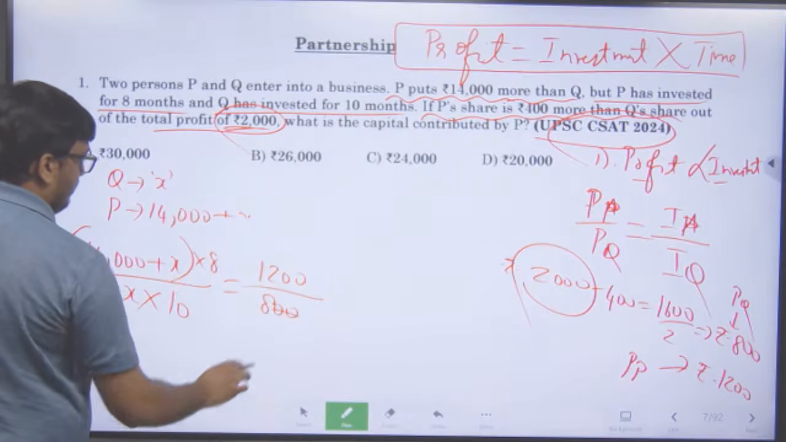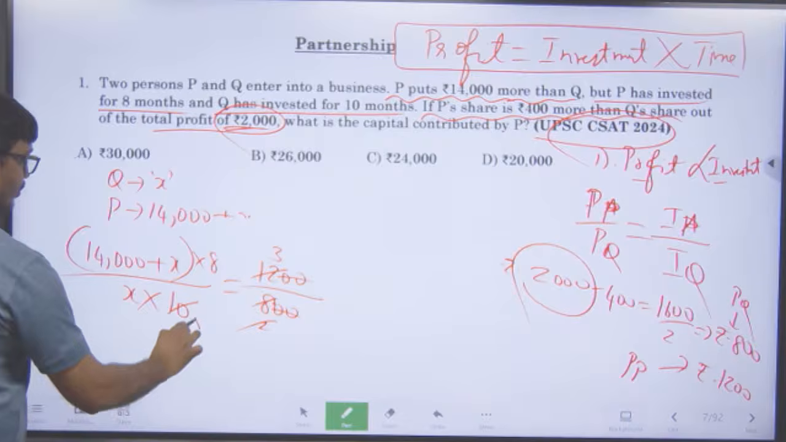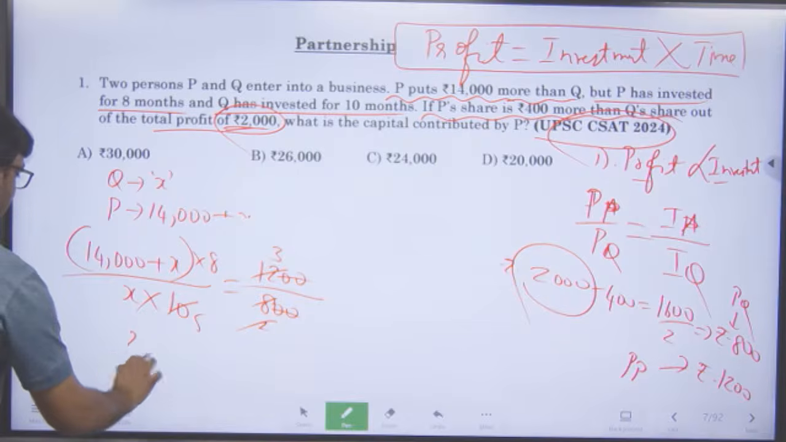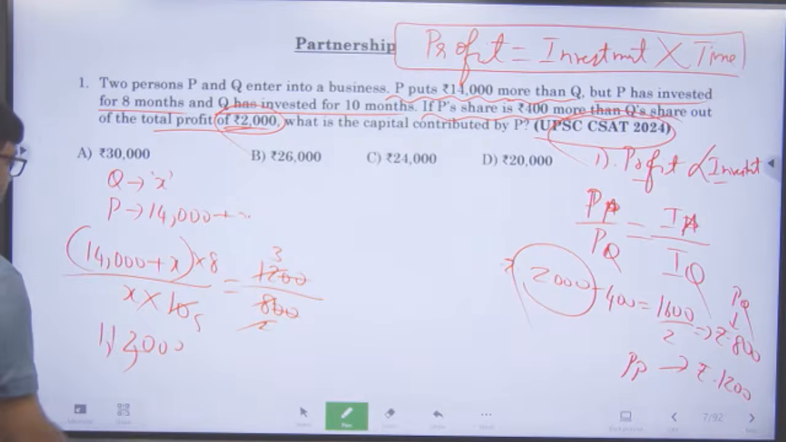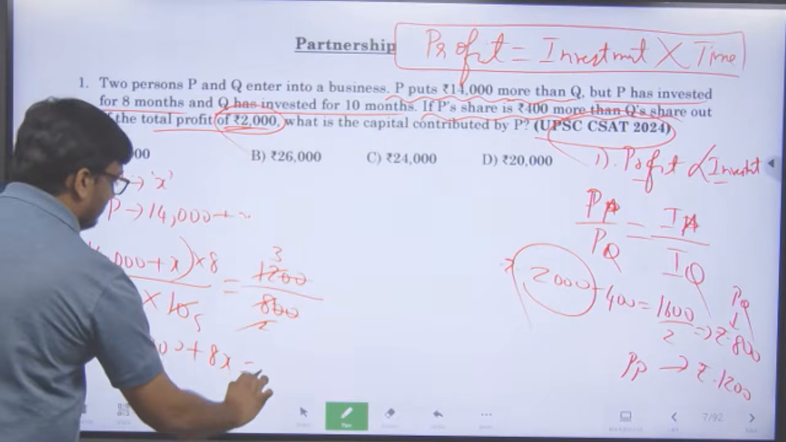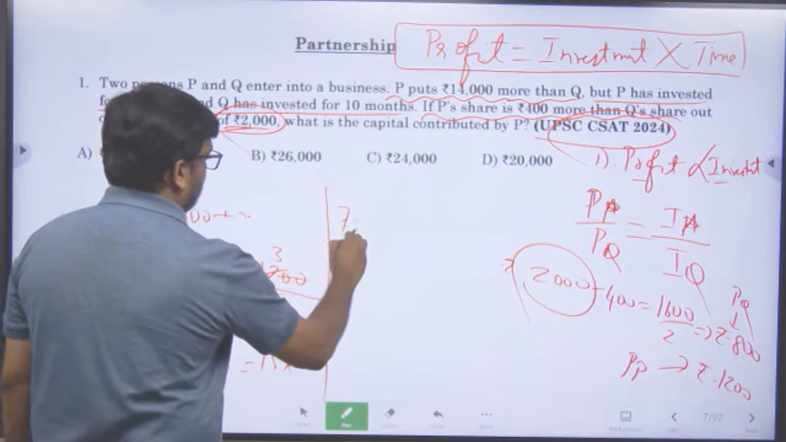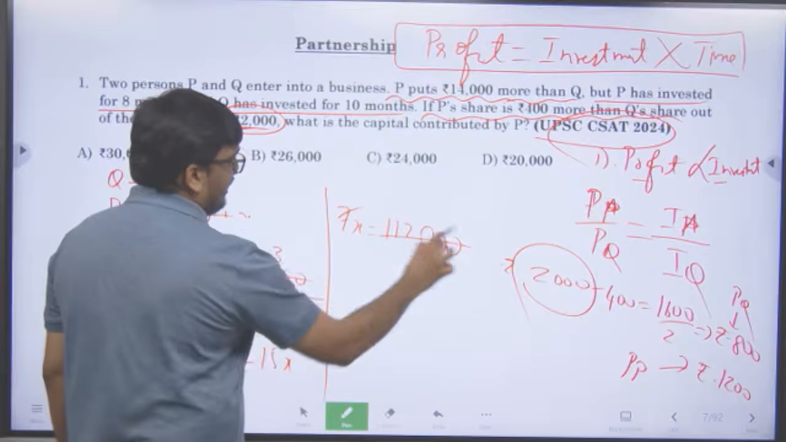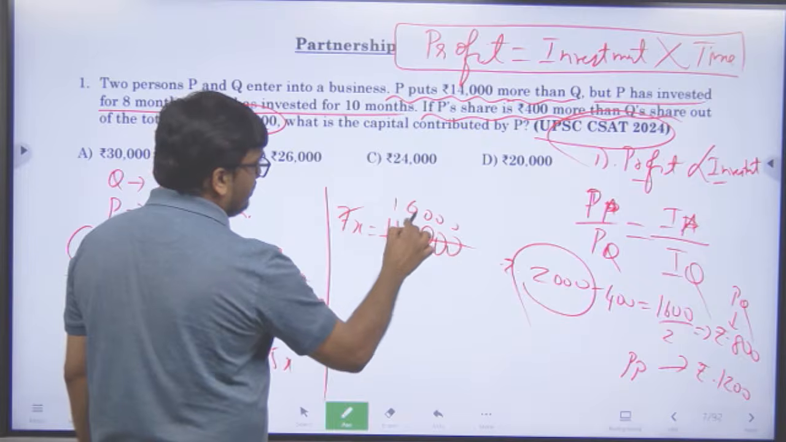Simplify it. Cancel, cancel. 4 twos are 8, 4 threes are 12, 2 ones are 2, 2 fives are 10. Now you simplify. 14 eights are, you should know the tables, 14 eights are 112 followed by 3 zeros, that is 1,12,000 plus 8x is equal to 3 fives are 15x. 15x minus 8x, that is 7x. 7x is equal to 112 followed by 3 zeros. 7 ones are 7, 4 remainder 42, 7 sixes are 42, followed by 3 zeros.